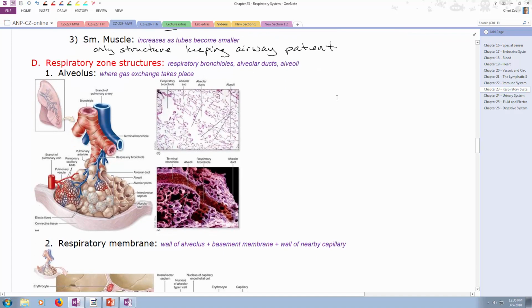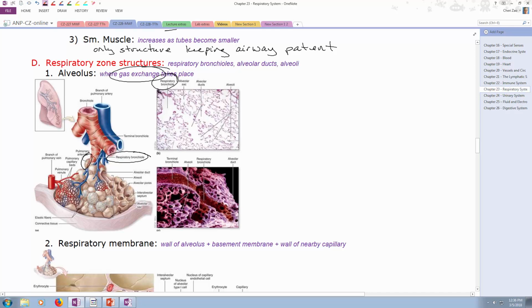All of that was conducting zone, so no gas exchange in all of the structures that we were just talking about. Now we're getting into what's called the respiratory zone, and this is where gas exchange is actually going to occur. The gas exchange only occurs in that structure which is an actual alveolus. So when we talk about a respiratory bronchiole, right down here in the cartoon, you can see the little layer of smooth muscle as part of the respiratory bronchial wall, but there's an alveolus that's attached to it.